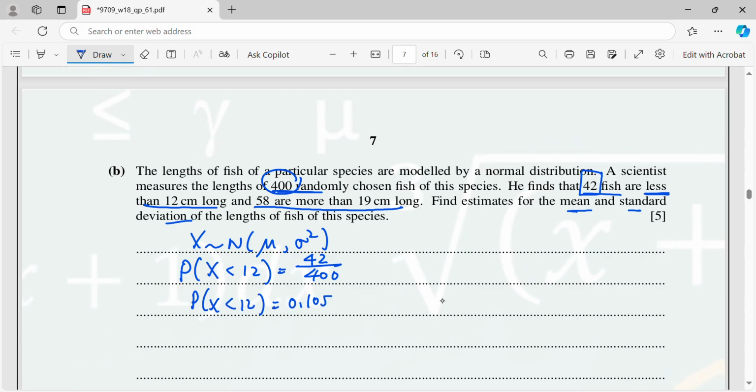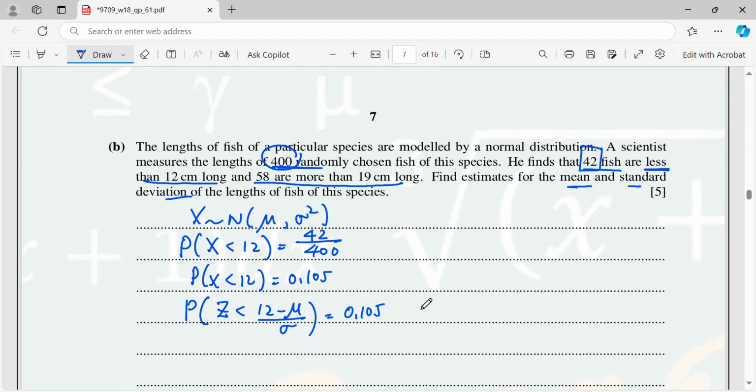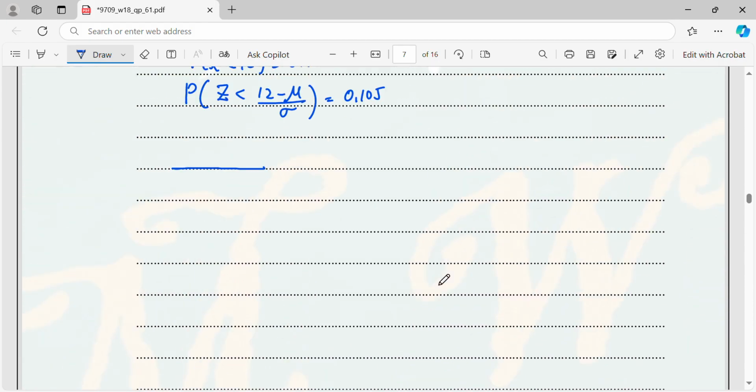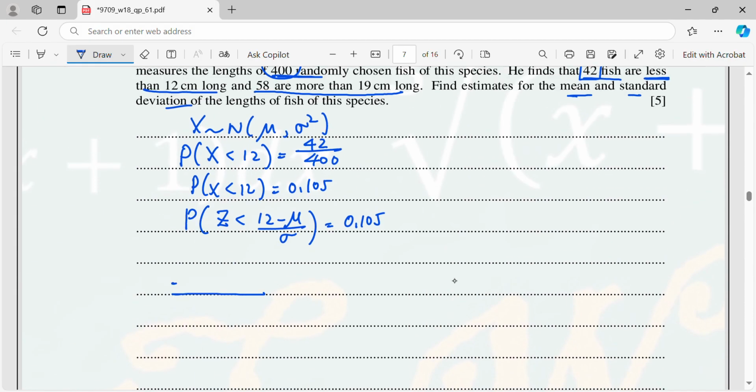And again, since this is normally distributed, I will standardize it. So it becomes (12 minus mu) over sigma, which is 0.105. Okay, now from here I need to draw the graph. So my graph is a bell-shaped curve. Now it is less than a value, but the probability is 0.105.